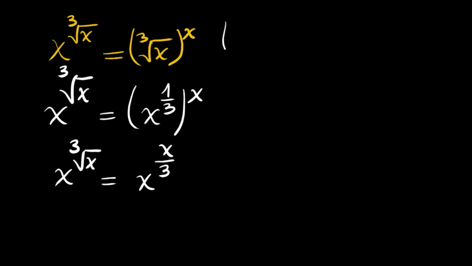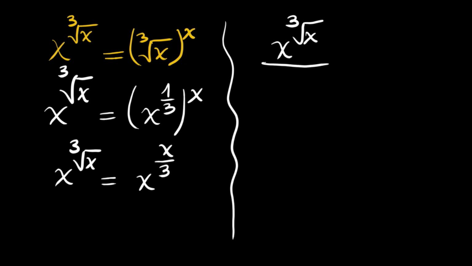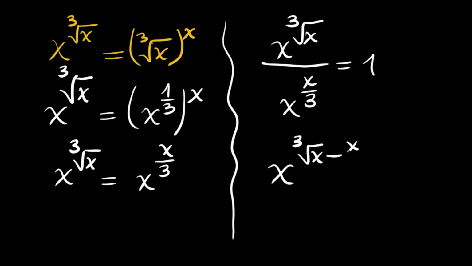Now dividing both sides by this x to the power of x over 3, we will have, let me write, x to the power of cube root of x divided by x to the power of x over 3 is equal to 1. So we can subtract the powers and write x to the power of the cube root of x minus x over 3, and this is equal to 1 now.